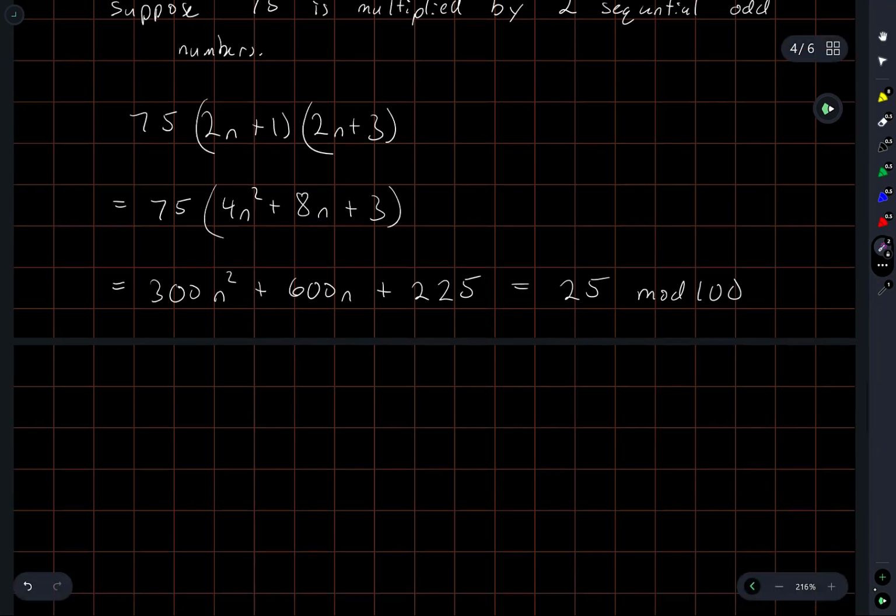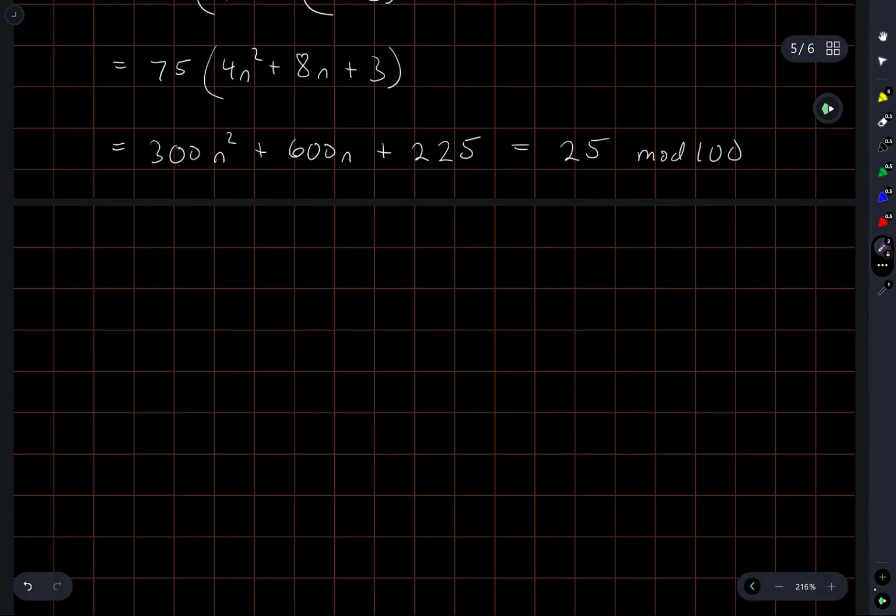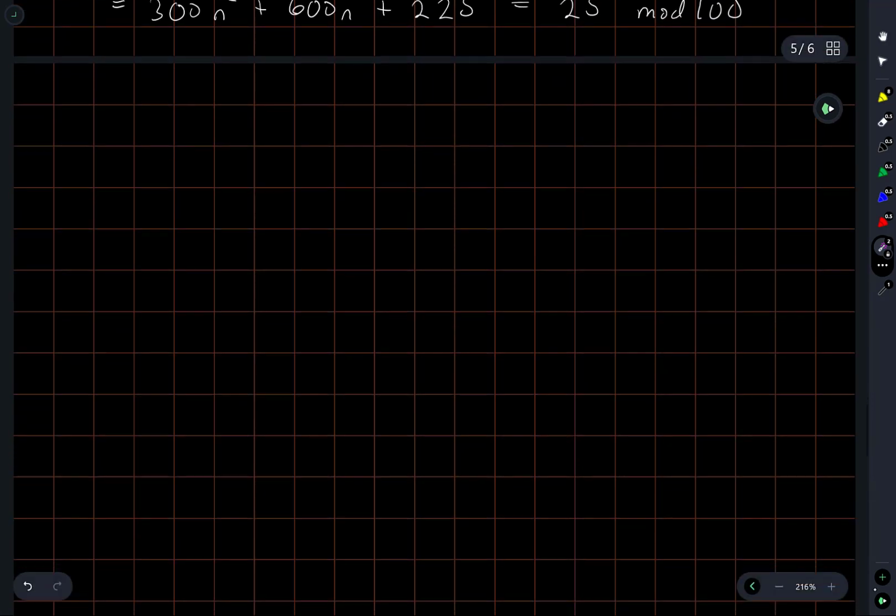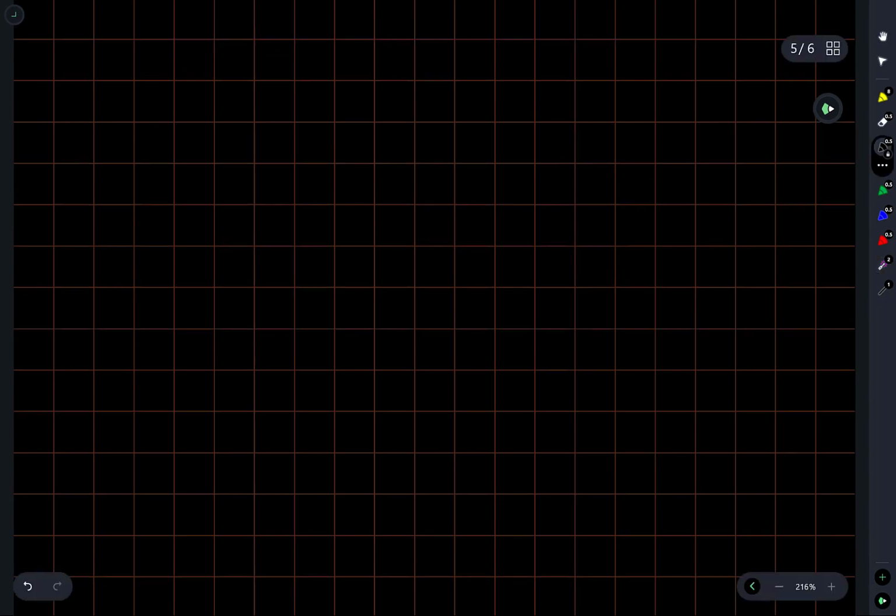So this means that if our product up to some point is equal to 25 mod 100, then by multiplying by the next two odd numbers, we end up with 75 mod 100, and we keep flipping back and forth between 25 and 75 for each two odd numbers that we multiply.